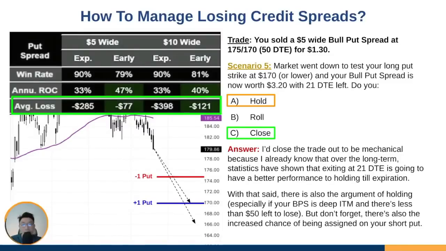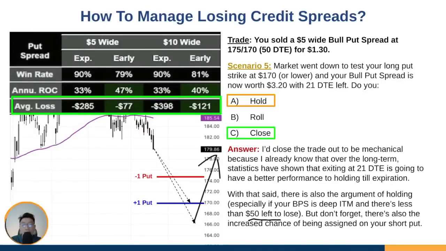Now, with that said, there's actually the argument that you can still hold on to this trade right now, even though it's at 21 DTE and the market has gone way past your long put strike. And the argument is that if it's already deep in the money, then there's not much left to lose, right? Let's say, for example, there's only $50 left or less to lose on the trade. That means no matter how long you hold on to this trade, even if you hold it to expiration, the most that you can additionally lose is only $50. So some people might say, hey, I already held it so long, there's only $50 left, and there's so much more to gain from that point, because if the market really reverses and goes back up, then suddenly my risk to reward is so good.